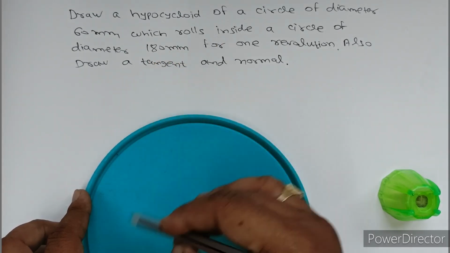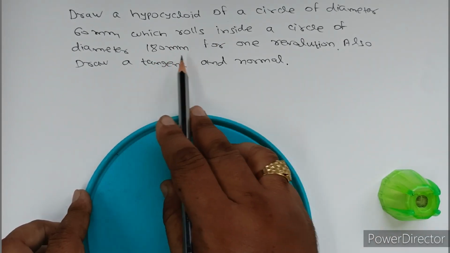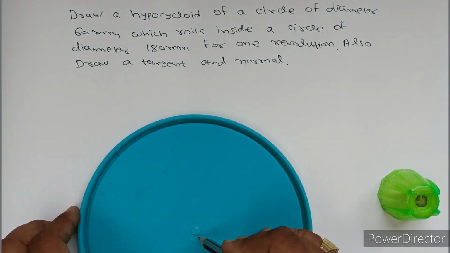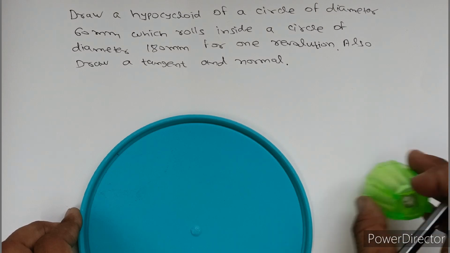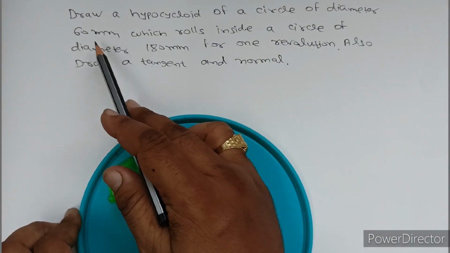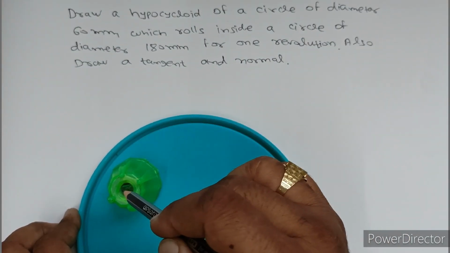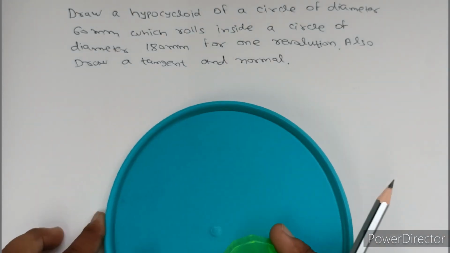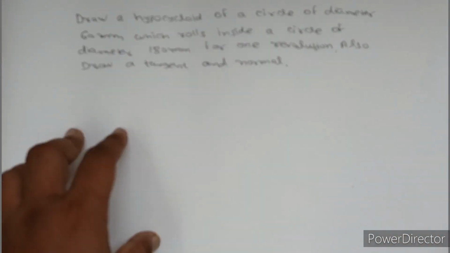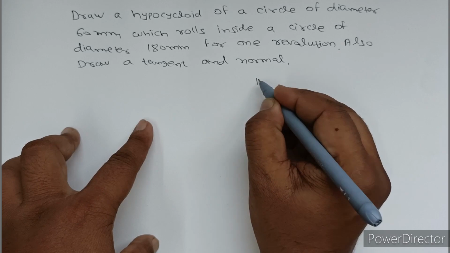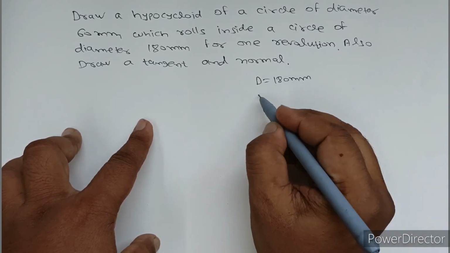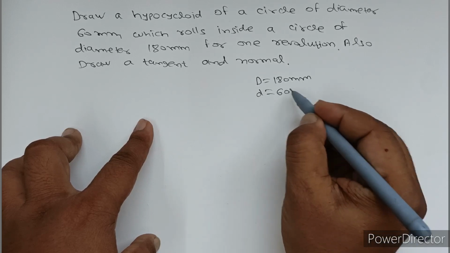Okay students, so here the outer circle diameter is given as 180 mm, so you have to draw a 90 mm line. The inner circle diameter given is 60 mm, so the radius is 30 mm. Okay, now students, we have to draw. The given data is capital D equal to 180 mm and small d equal to 60 mm.